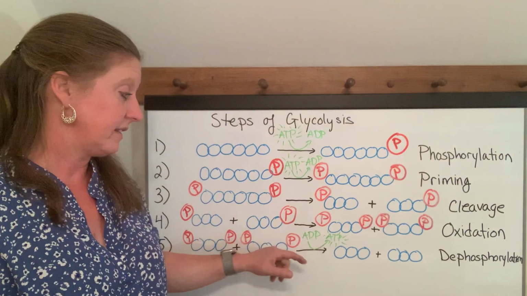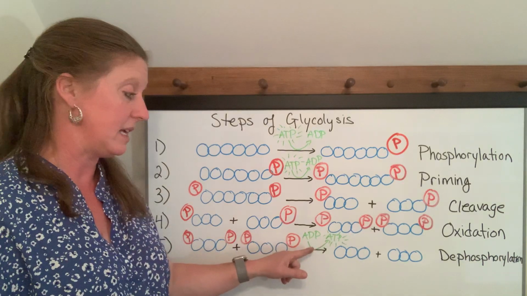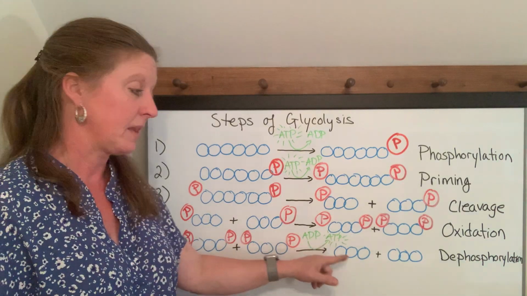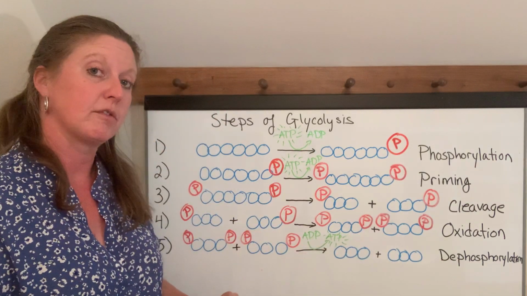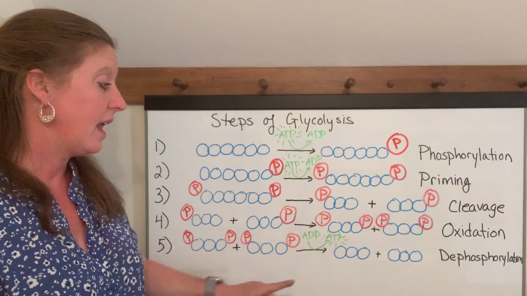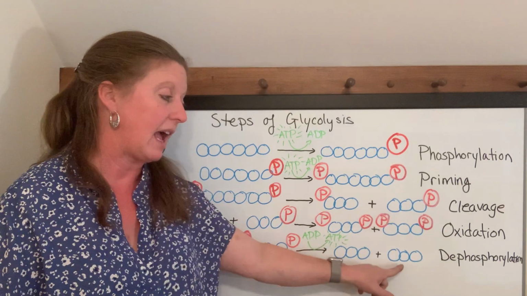And in the process, each one of these phosphates is added to a molecule of ADP to form ATP. This is called dephosphorylation because the phosphate groups are being removed from the 3-carbon molecules. And what's left, once the phosphates are removed, is called pyruvic acid.